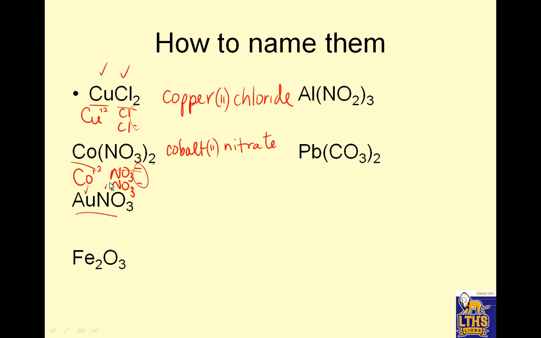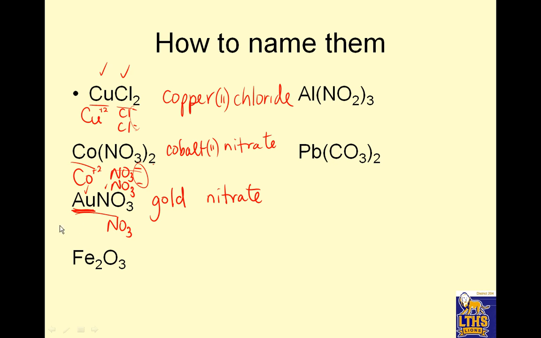AuNO3, metal polyatomic ion. All right. So I name the first part gold. You have a periodic table, use it. I name the second part nitrate. And then I say to myself, self, is this an always metal? No, it's gold. It's not always the same charge. So I take it apart.